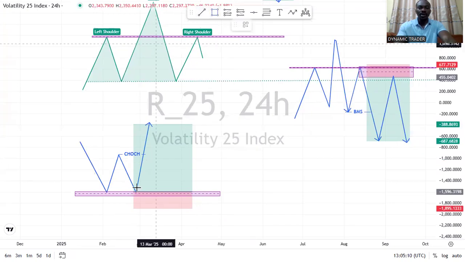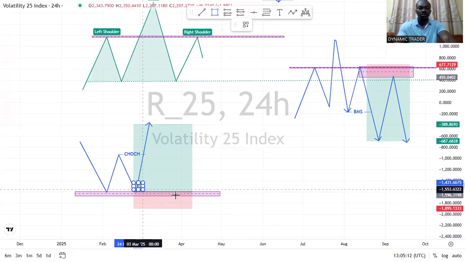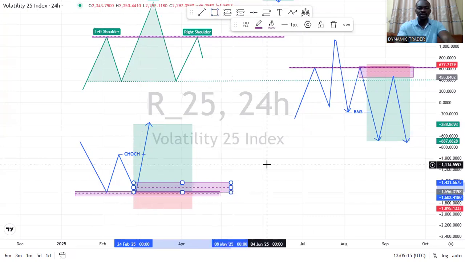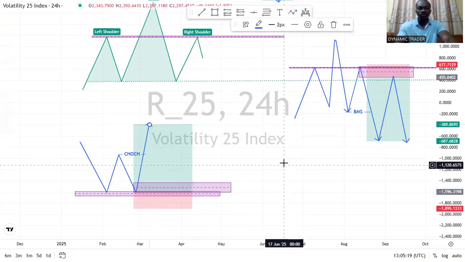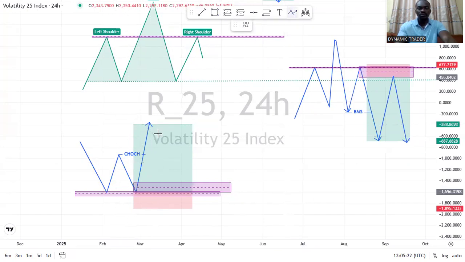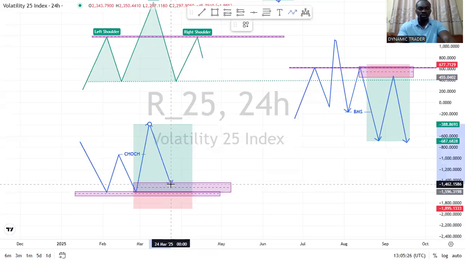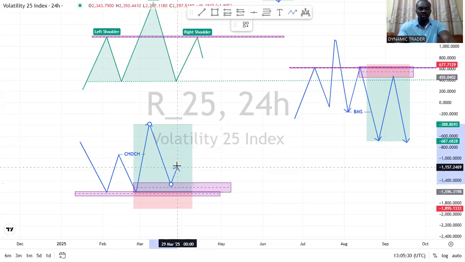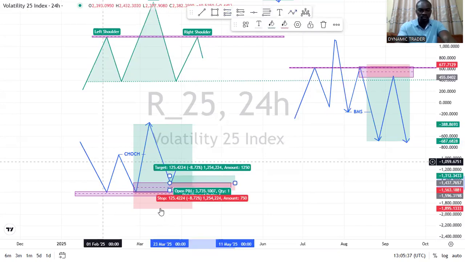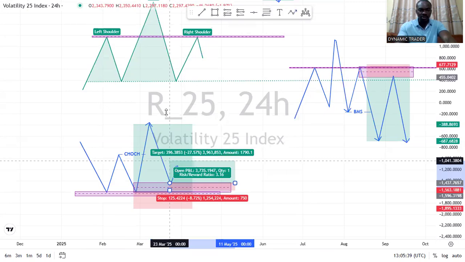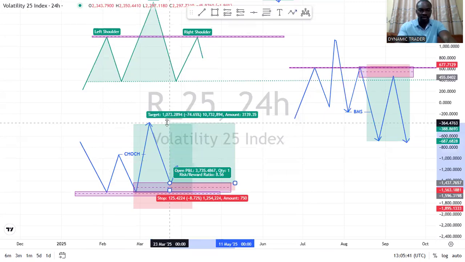Then I will mark out the last bearish candle, which is the demand zone. Then I will wait for the market to return back to this order block or this demand zone. This is where I will start buying. So I will place my buy limits here, waiting for the market to return. Then my TP area will be here, this swing high created.